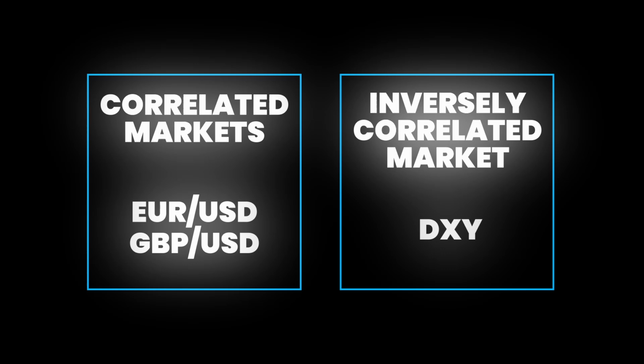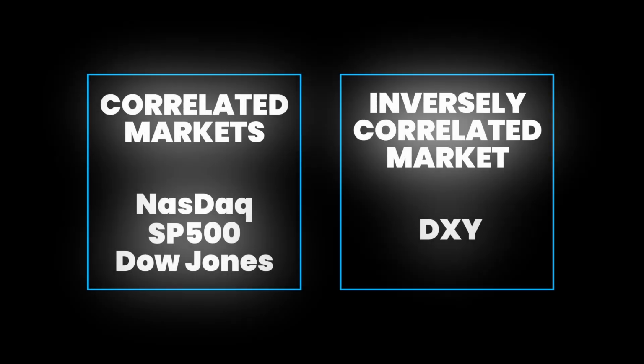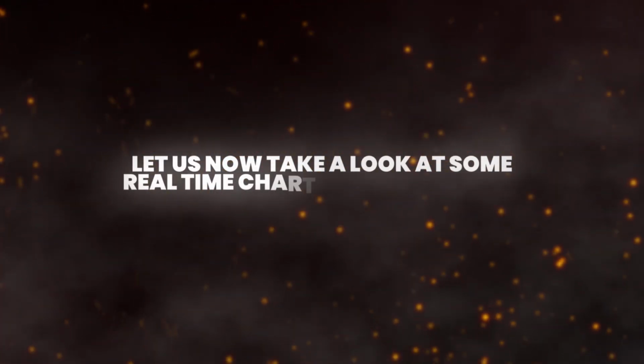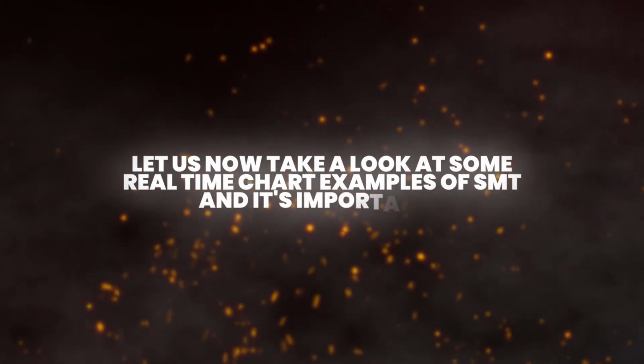For both Euro and GU, you will be looking at the dollar index DXY as your inversely correlated market. For the index futures, the correlated markets are the Nasdaq, the S&P 500, and the Dow Jones. Please note that you should be using the futures contracts in order to spot the real SMTs. For the index futures, you will be paying attention to the dollar index DXY as well for your inversely correlated market. Let us now take a look at some real-time chart examples of SMT and its importance.